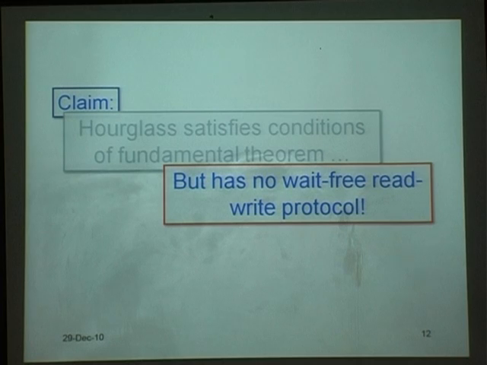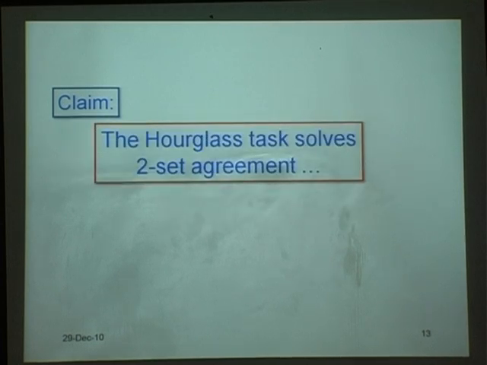So how do we know that there is no wait-free read-write protocol for it? Well, I'll reduce it to something that we already know is impossible. I'm going to show you that you can solve two-set agreement with the hourglass task. So if I had a wait-free read-write protocol for hourglass, then I would have a wait-free read-write protocol for two-set agreement, but we know that's impossible.